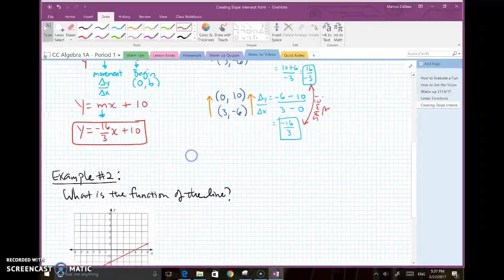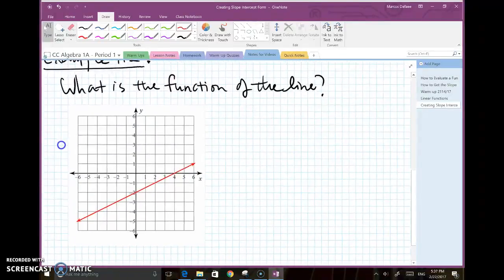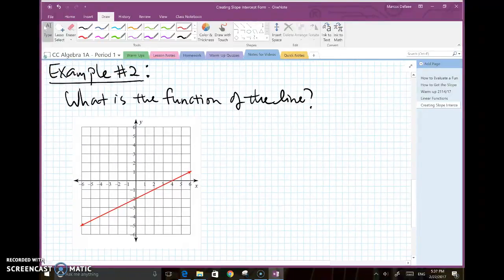Example 2 actually has a picture. So it has a picture, but the question is still the same thing. What is the name of this line? The function of the line. And to answer that question, you want to extract information from this line. Namely, you need 2 points.